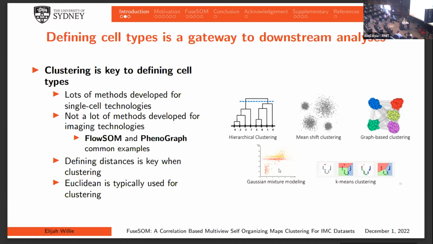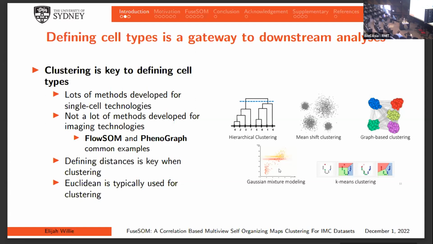If you're doing single cell technology, you might be interested in differential expression. So before you do that, you need to figure out where your cells are and how they combine with each other. So clustering is key for that. And there have been many methods developed for single cell, but not so much for cytometry data. But there are a couple that are used, for example, FlowSOM and PhenoGraph. I'm sure some of you here might have used those before.